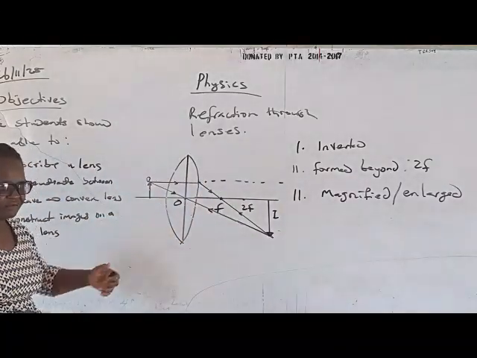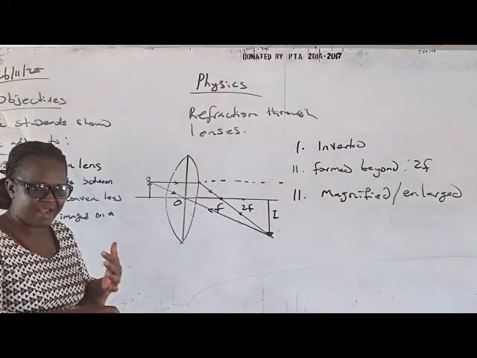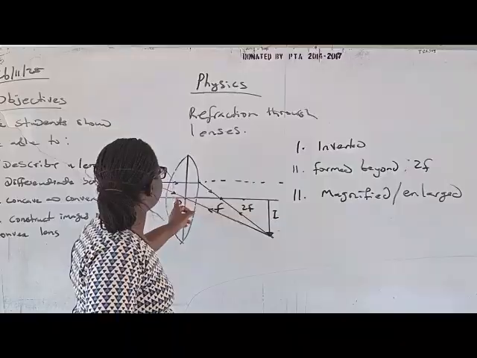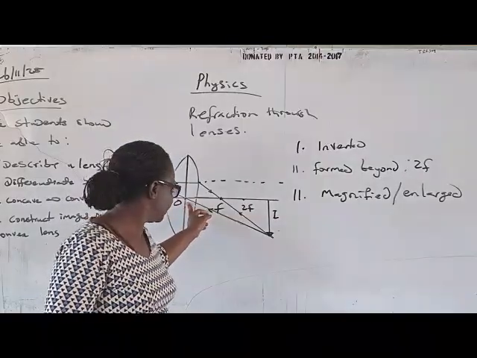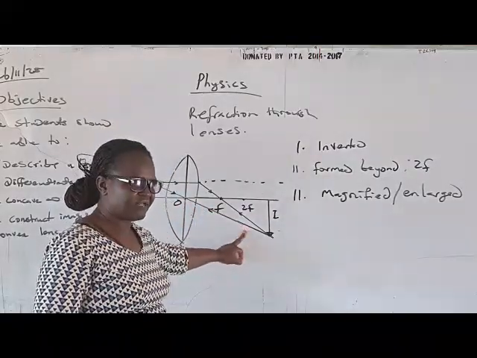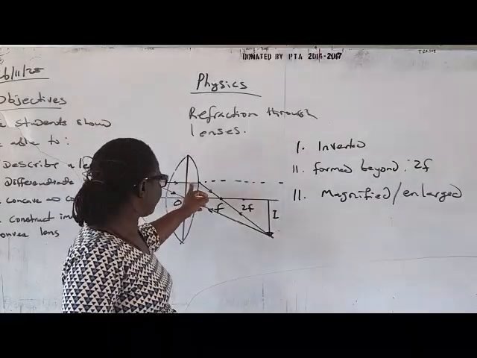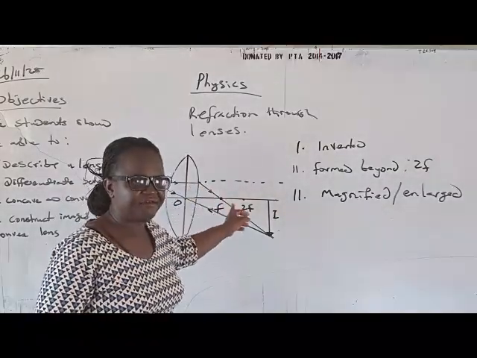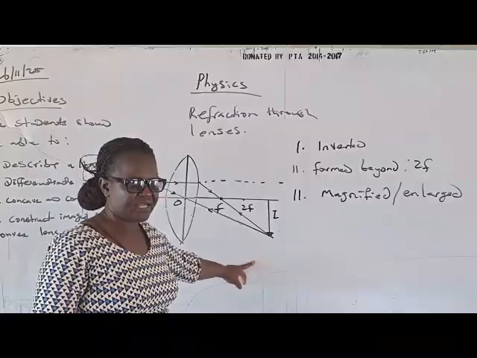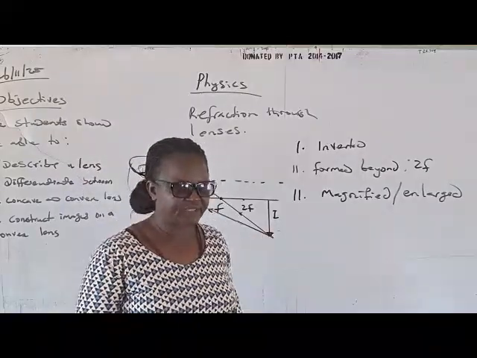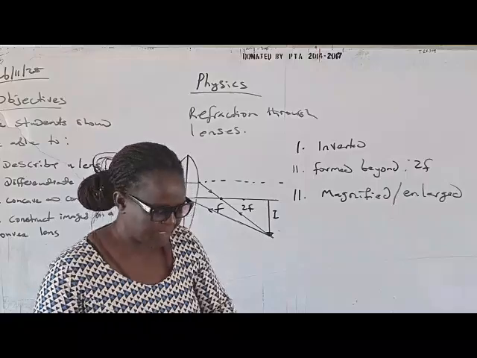So these are the guiding rules. Rule number 1, a ray must come from the object, pass through the optical center of the lens to the other side of the lens. The second rule is that the ray must come from the object, pass through the lens, deviate through the principal focus. The point where these two rays meet is where the image will be formed.